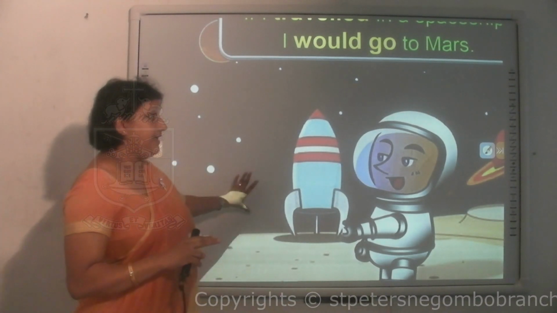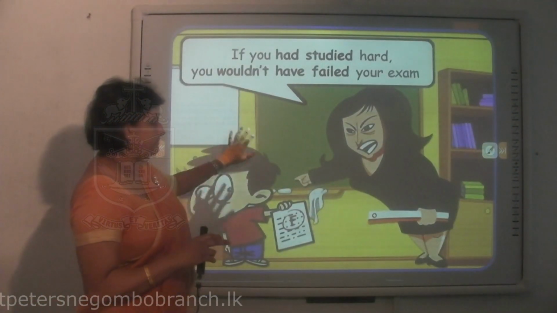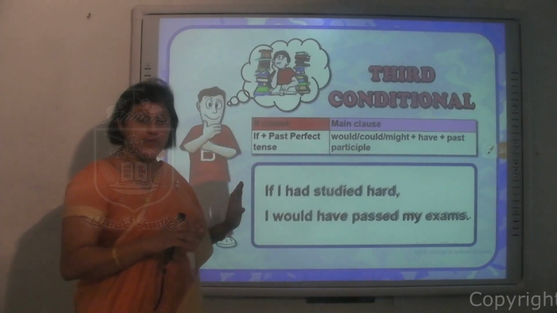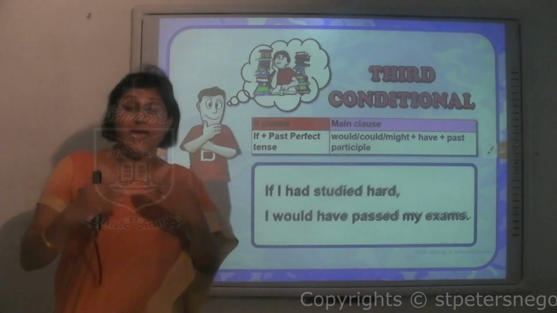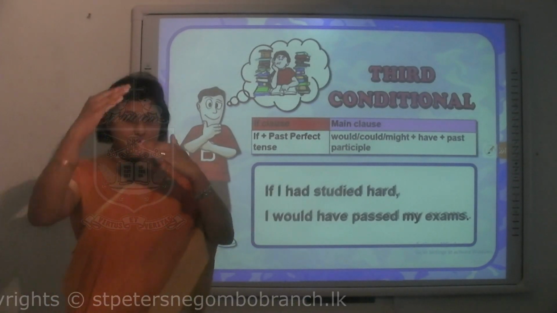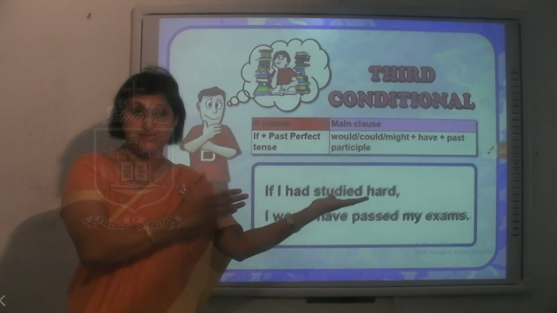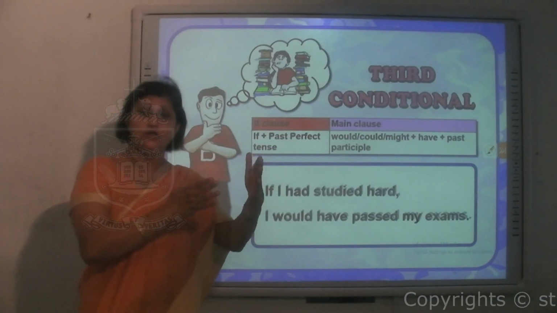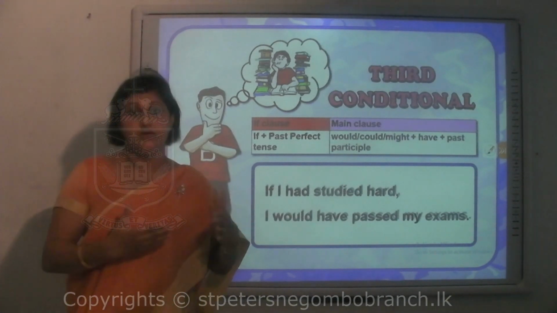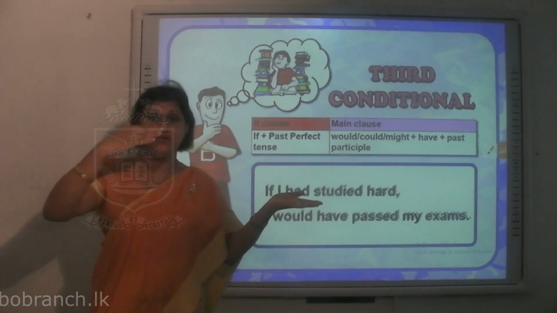And the second one is, if you studied hard, you would pass the exam. And the third one, if you had studied hard, you would have passed the exam. So it's very simple, children. The three conditionals go with the same example. If you study hard, you will pass the exam. If you studied hard, you would pass the exam. If you had studied hard, you would have passed the exam. So the three conditionals with the same familiar example.